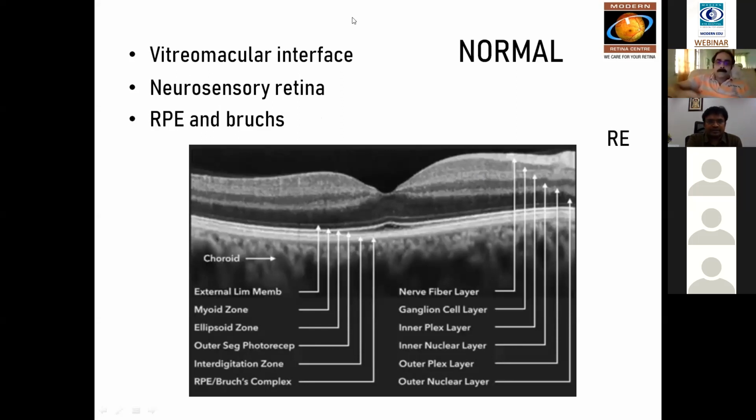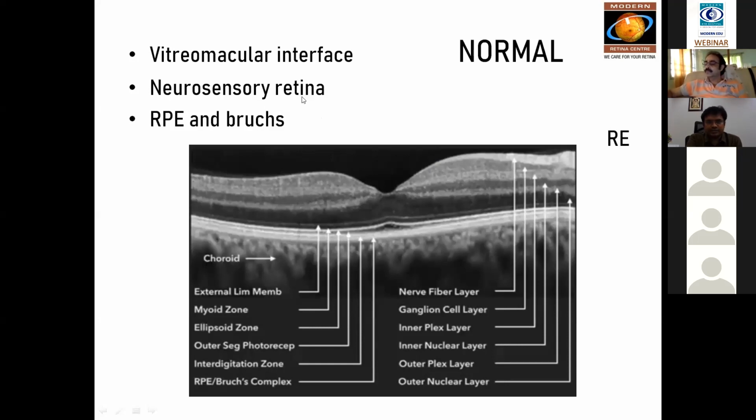Basically, we should look at three important areas. What are the three important areas? One is the vitreomacular interface. The vitreomacular interface is nothing but the junction between the vitreous and the retina. This is the top smooth curve that we see. This is the vitreomacular interface.